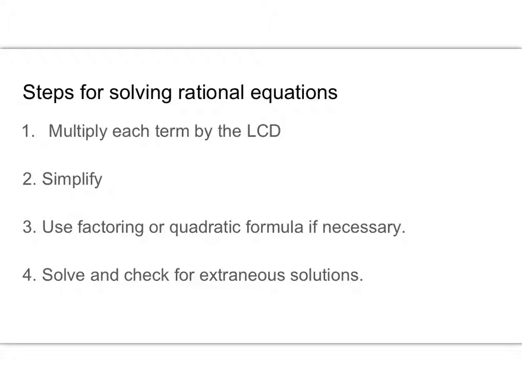Anyways, today's video is about solving rational equations. So there are some steps for solving rational equations. First thing you want to do is multiply each term by the lowest common denominator. Then you're going to simplify, and then you're going to factor or use the quadratic formula if you need to, solve, and check for extraneous solutions.